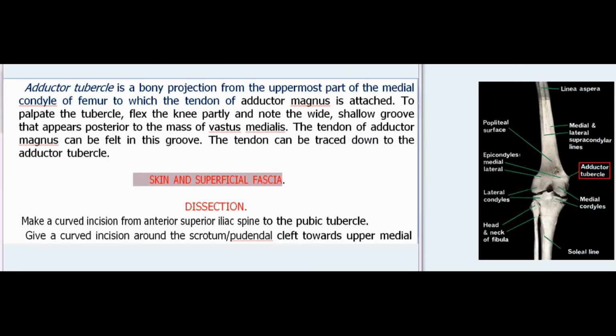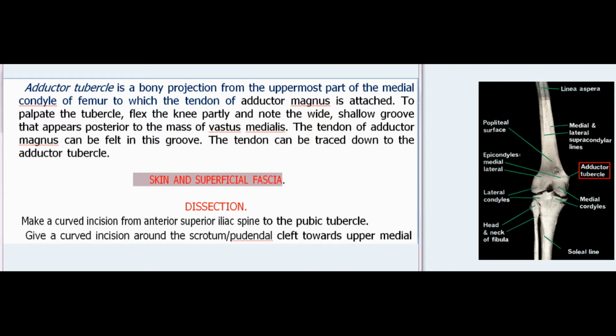The adductor tubercle is a bony projection from the uppermost part of the medial condyle of the femur to which the tendon of adductor magnus is attached. To palpate the tubercle, flex the knee partly and note the wide, shallow groove that appears posterior to the mass of vastus medialis. The tendon of adductor magnus can be felt in this groove. The tendon can be traced down to the adductor tubercle.